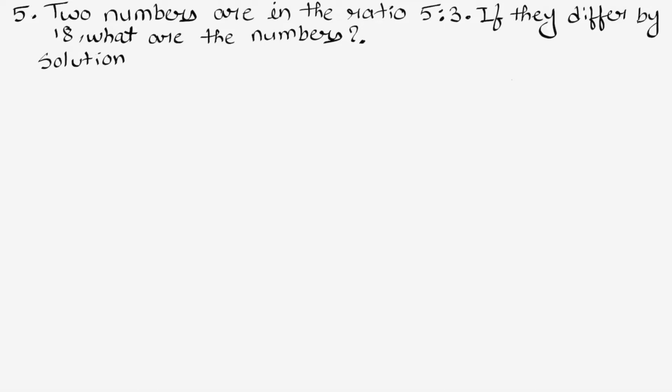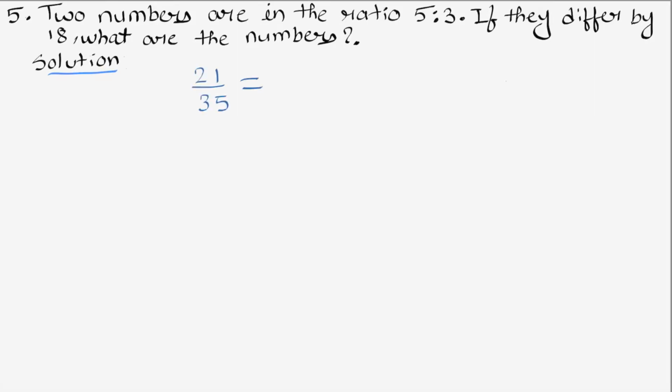It says two numbers are in the ratio 5:3. If they differ by 18, what are the numbers? First, with the help of an example, let's understand what we mean by ratio. The example that we have is 21 upon 35. Now 21 we can also write as 7 into 3 and 35 as 7 into 5. If you see both the numerator and denominator of the fraction, 7 can be cancelled. We are left with a fraction as 3 upon 5.